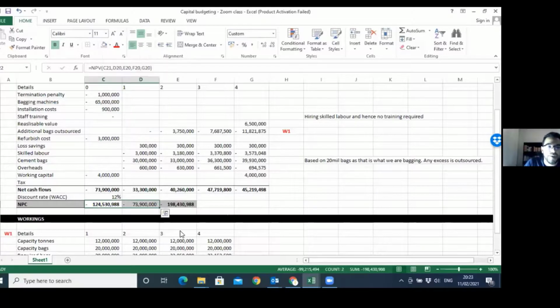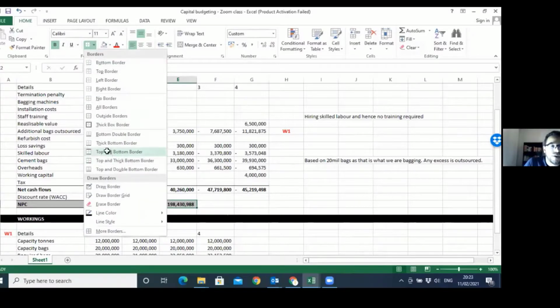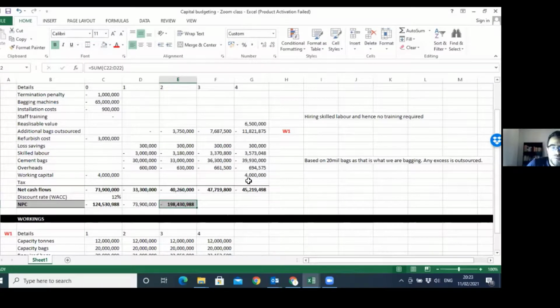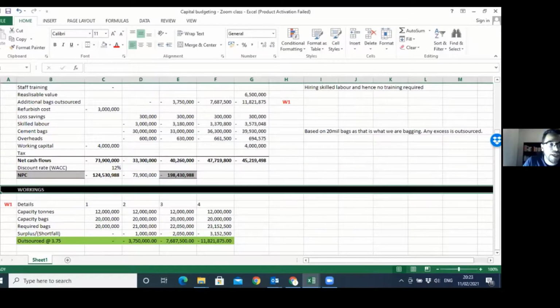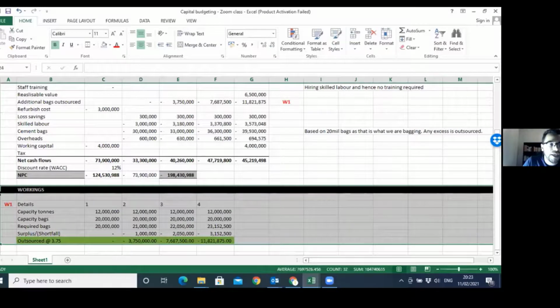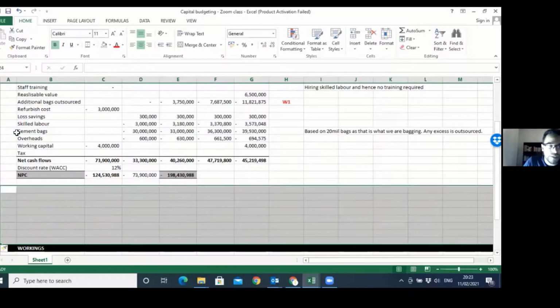So the true NPC is this 198. Now, this doesn't tell us much. How do we know we should go ahead with this project or not? Well, we need to compare it to the current contract. So before we can make a decision, we need to compare it to the current contract. So now I'm going to do that. This is going to take about 2 minutes.